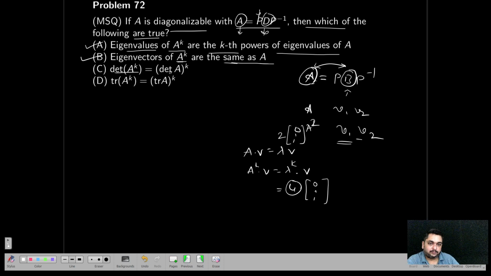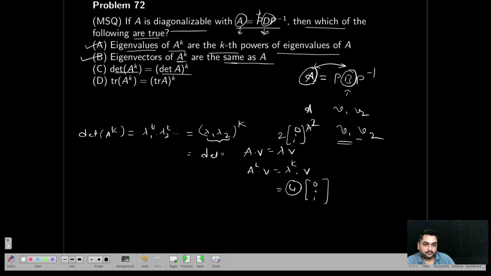Determinant of A power k equals determinant of A to the k. So what does that mean? Determinant of A^k can be written as lambda 1 power k into lambda 2 power k, and so on. You can write this together, so this is nothing but determinant of A, whole power k. So that statement holds.